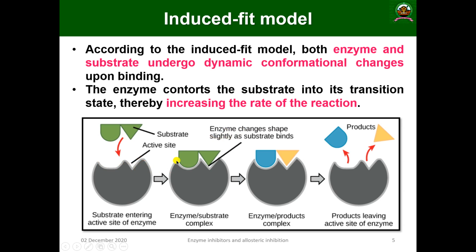Now you can see the enzyme changes shape slightly as the substrate binds. There is a shape change. The site was not a perfect binding site, but now it is a perfect binding site. That is the enzyme substrate complex. Once this happens, the activation energy is reduced, the product is produced, and the product leaves the active site of the enzyme.